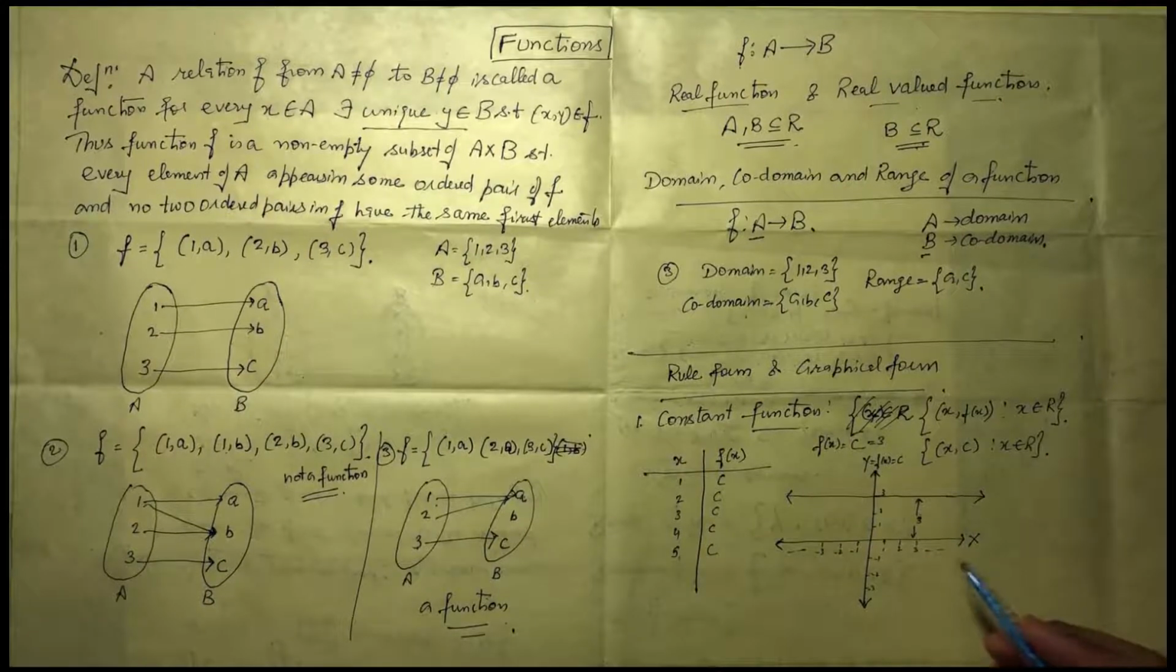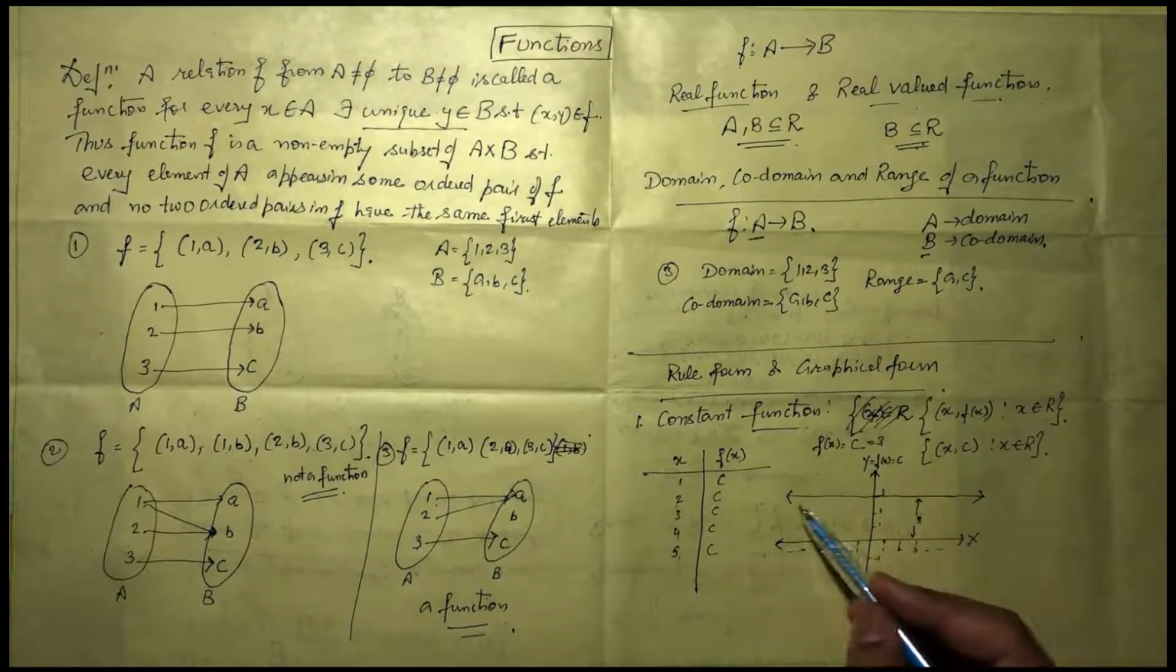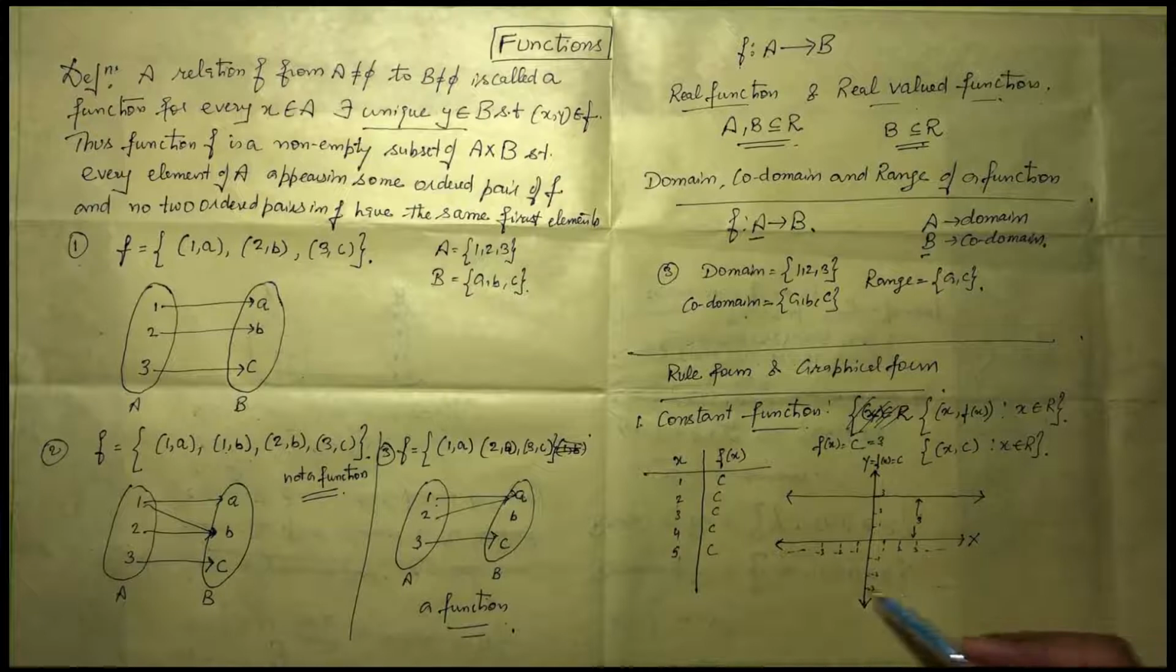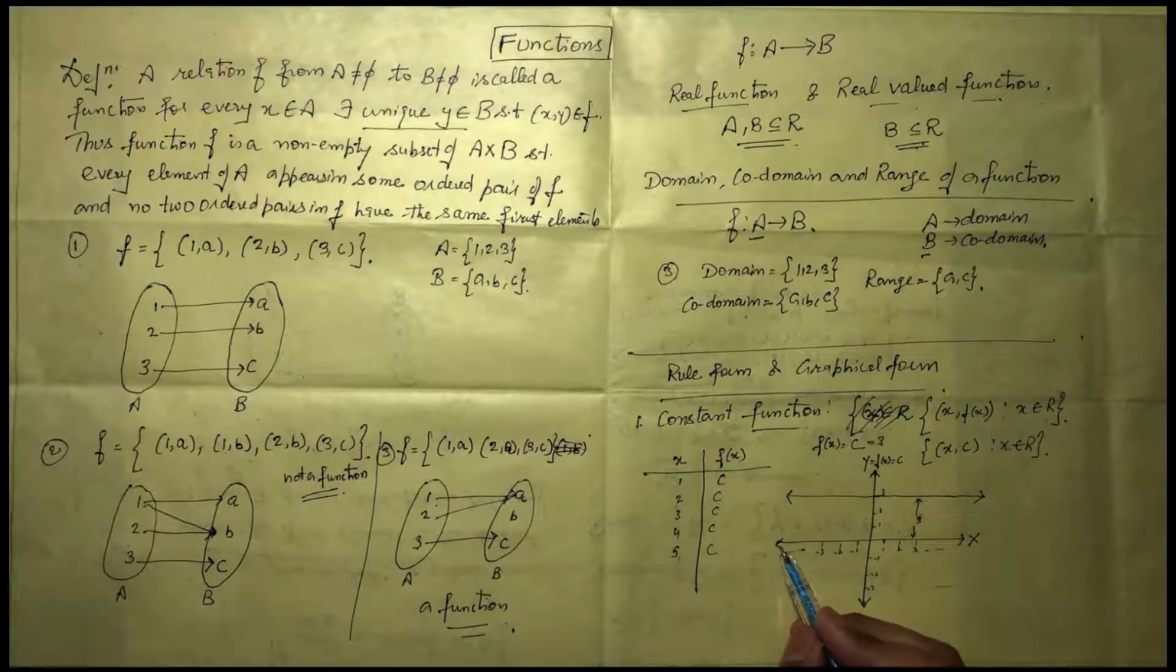Now what will happen when this c is negative? Then this line will cross the axis and will be here. And what will happen when c is 0? For c equal to 0, this line lies on the x-axis. For every x, the function value is 0.